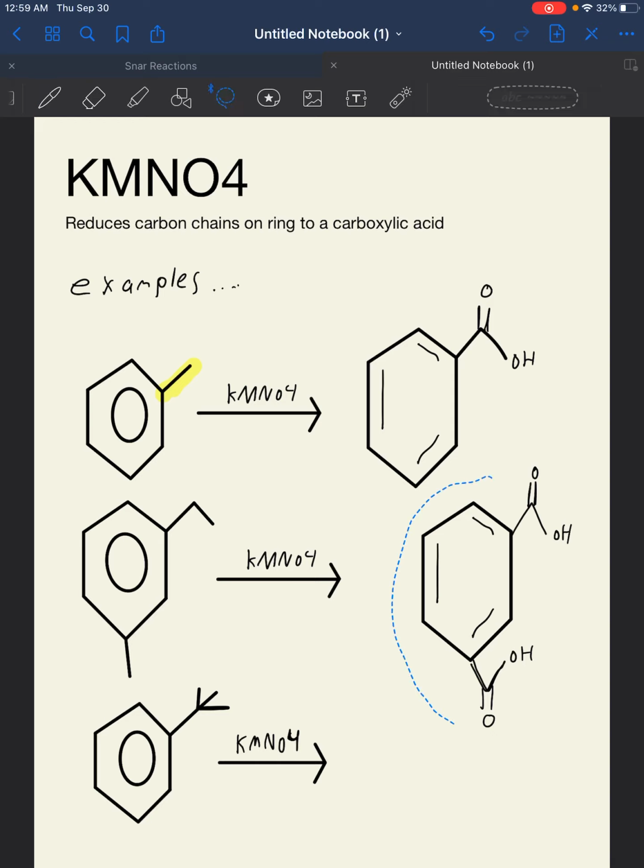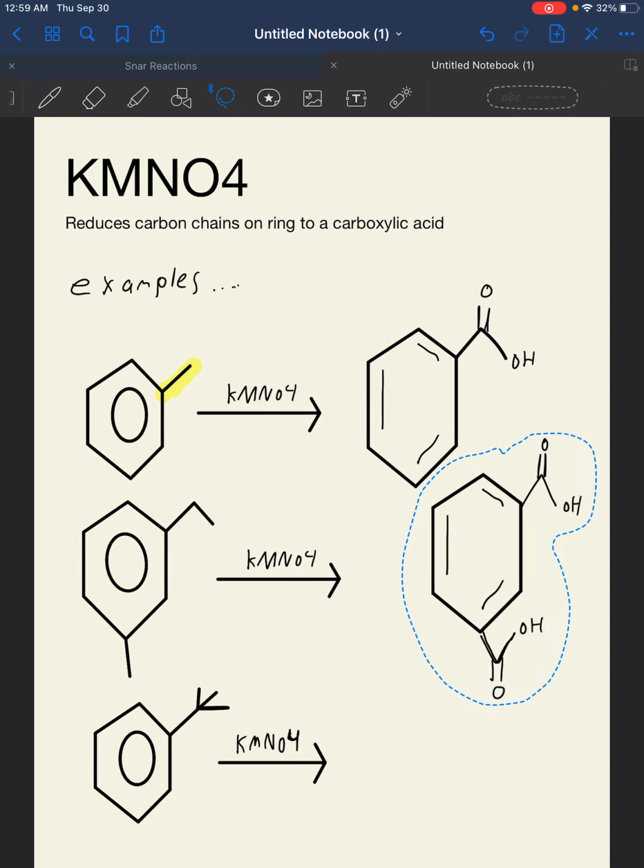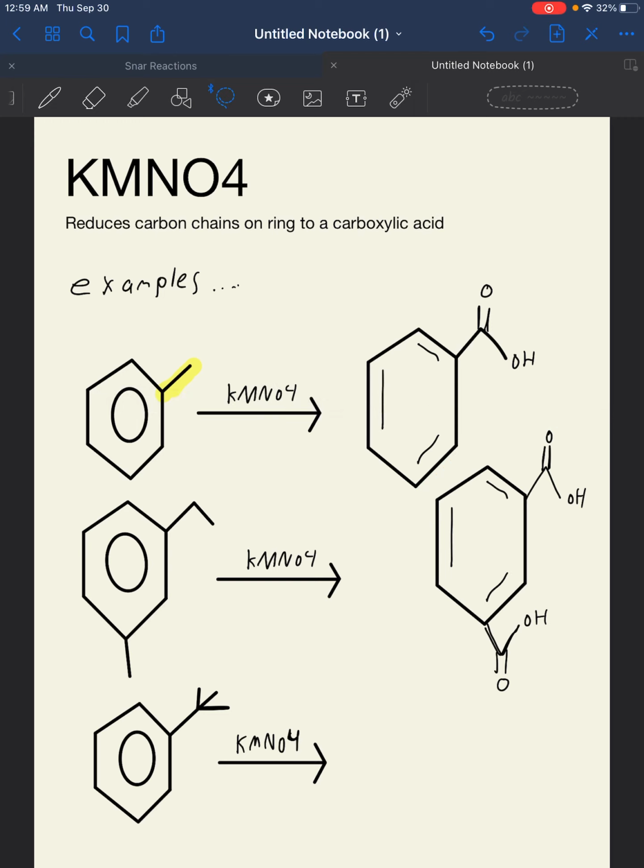And there is one exception to this rule, though. The exception is that tert-butyl cannot undergo this. If you see tert-butyl, it cannot react with KMnO4, and if you look on your chart, you'll see that also. It just doesn't work that way. So if you have tert-butyl on there, it will not be replaced with carboxylic acid when reacted with KMnO4.